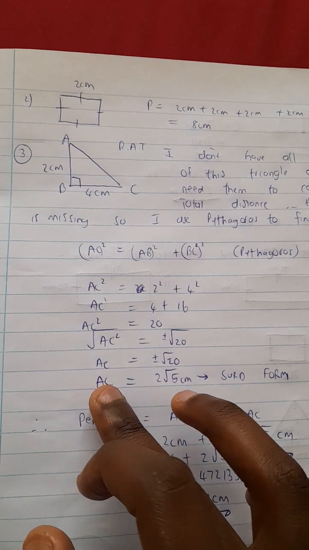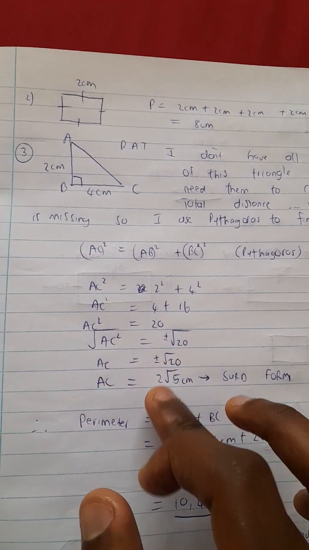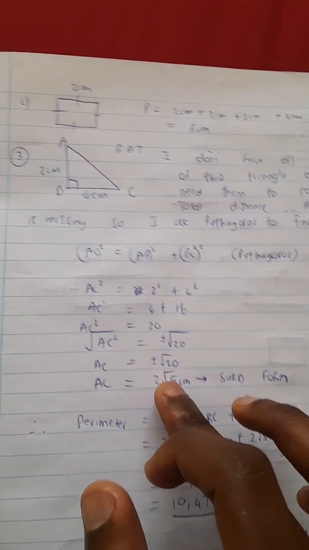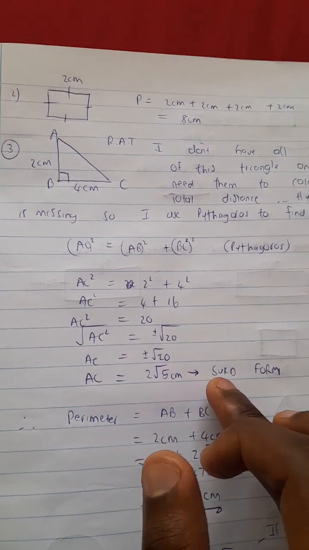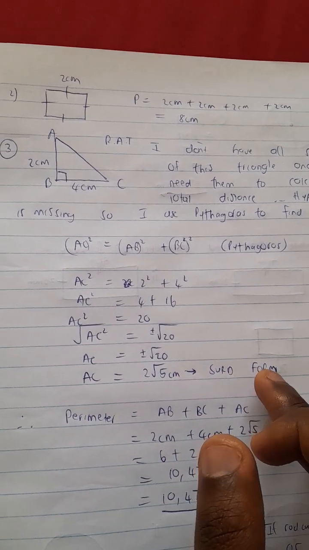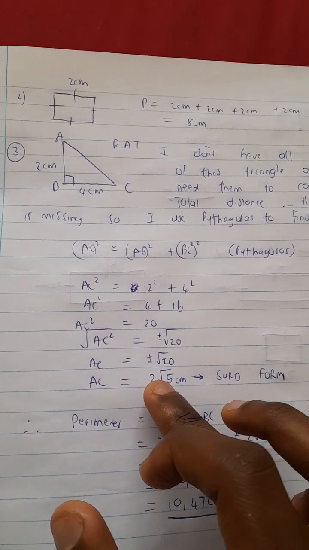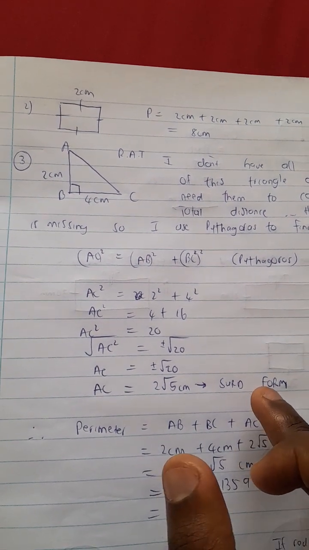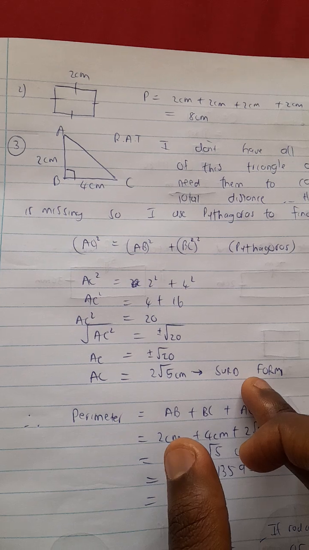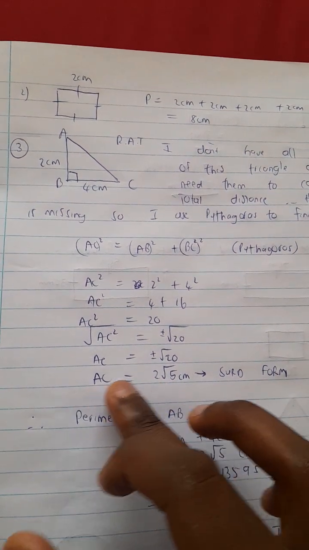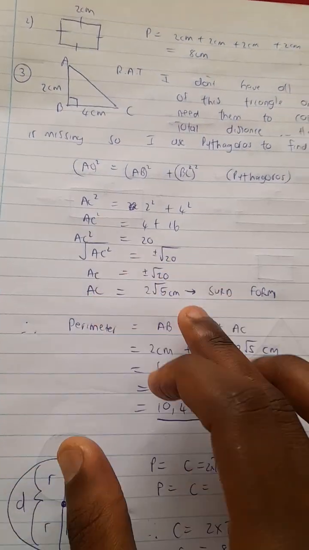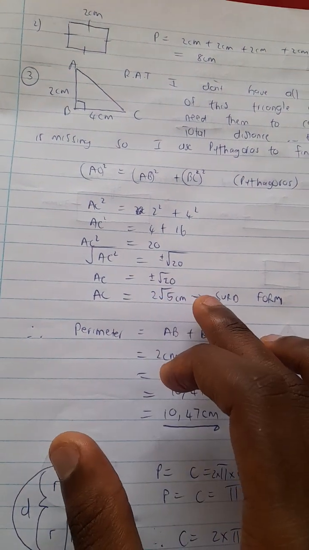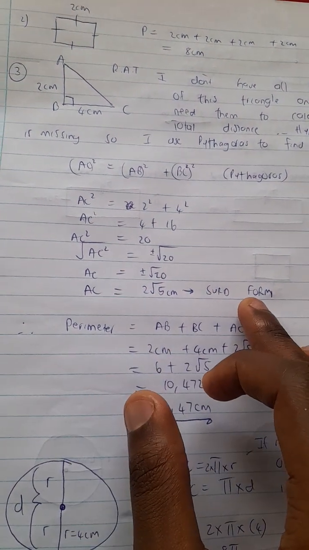Then final answer, AC is equal to, if I put the square root of 20 in the calculator, I get 2 root 5 centimeters. This is what we refer to as surd form. If you leave your answer with a square root still in it, this is what we call surd form. So it's very important that whenever you have an answer with a square root still in it, we call that surd form.